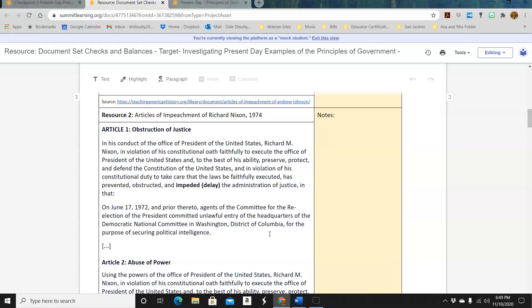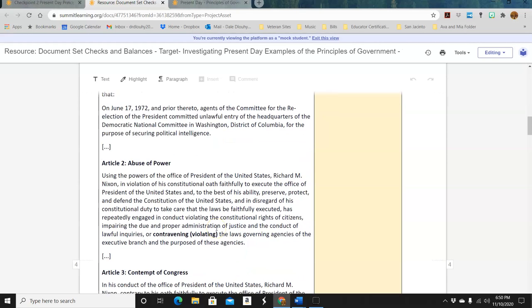So the charge is the president sent these guys over there to break into the headquarters of the Democratic National Committee to basically steal information that he can use in the election. And Congress found out about that, and the press found out about it, and he was impeached. He resigned from the presidency, though, before the Senate got to decide his fate. And so this is a good one to use.